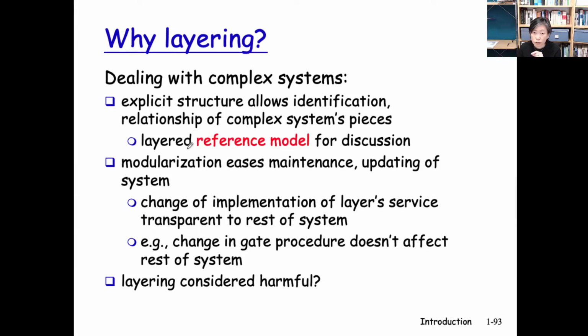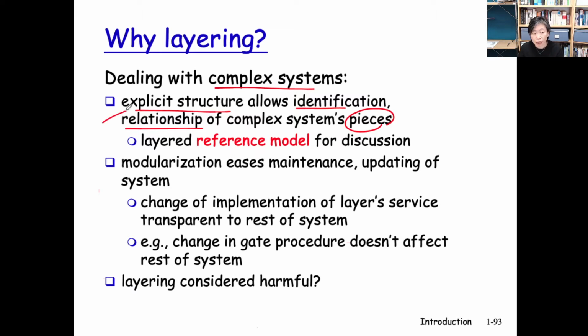Hopefully with the air travel example you see, in large complex systems where we have lots of these pieces, it's really good to have some explicit structure so that it's a little bit easier to identify, in case there's a bug, which piece the bug is, and to find out what the related pieces might be partly to blame as well. So having explicit structure, really good.